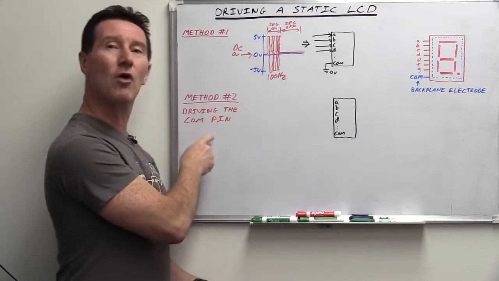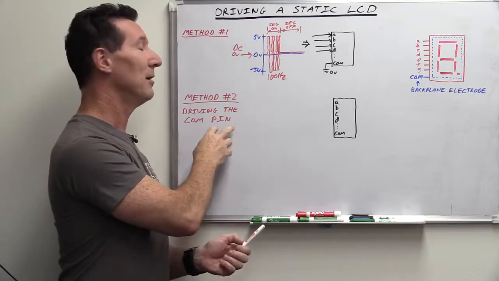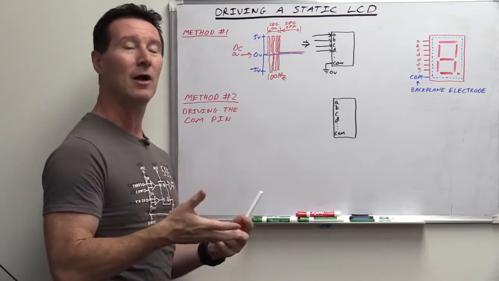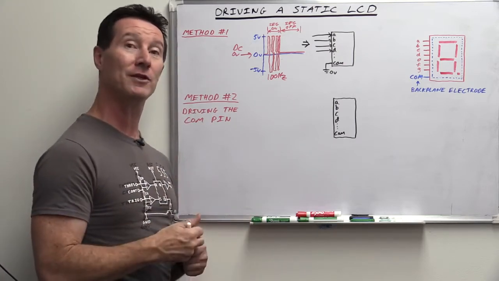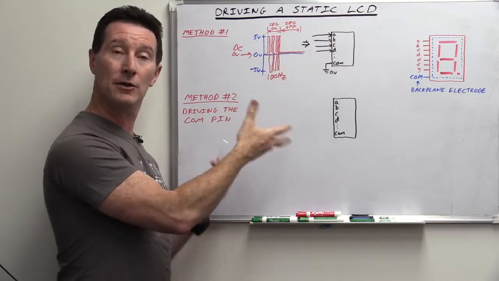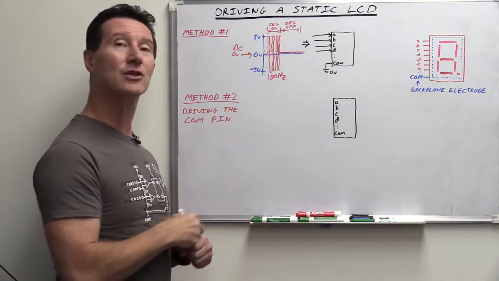We'll just call it driving the COM pin, driving the common pin. And this is basically the more industry standard way to do it. It's how most of your LCD driving chipsets, be they static ones or your multiplexed ones, which we'll have to do another video on because it's more complex, actually work.